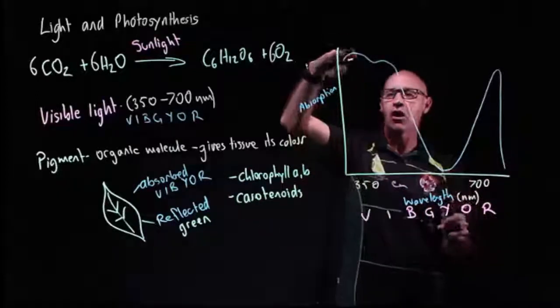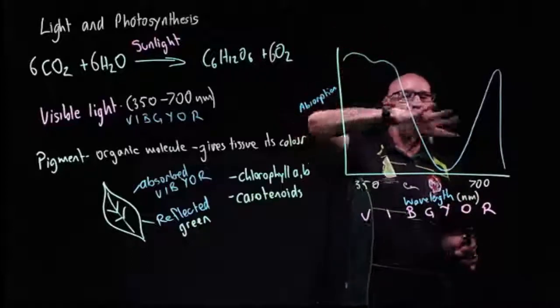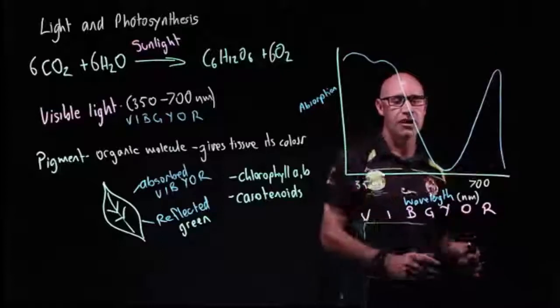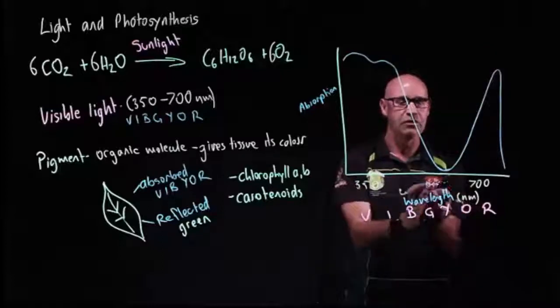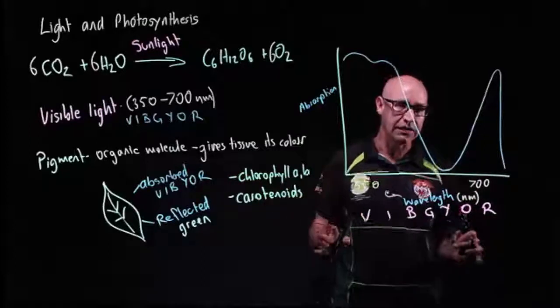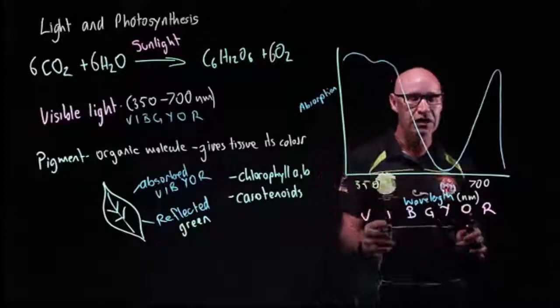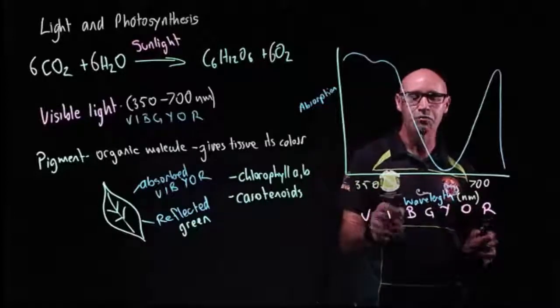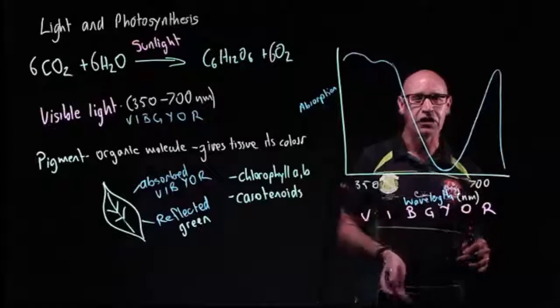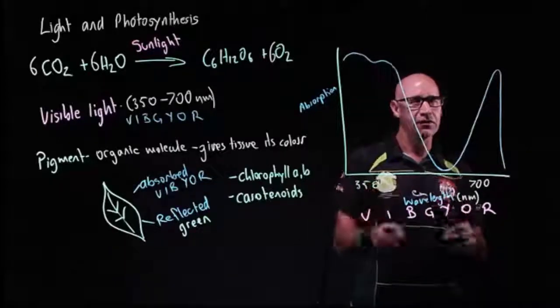We have high absorption in the violet, indigo and blue, and high absorbance in the orange and red, and low absorbance in the green and yellow. And that is why leaves look green or sometimes look yellow, but certainly you don't see leaves that look blue or indigo in colour. Sometimes you might have flowers that are that colour, but definitely not photosynthetic leaves.